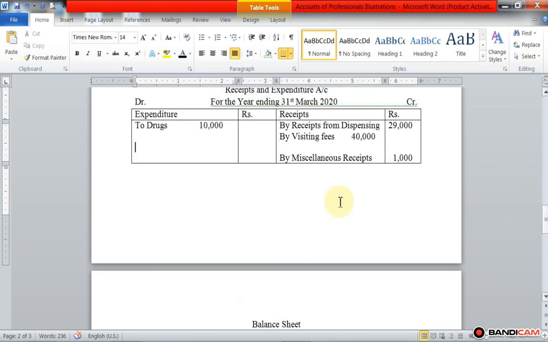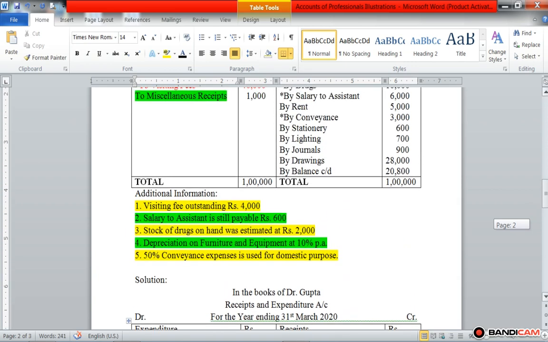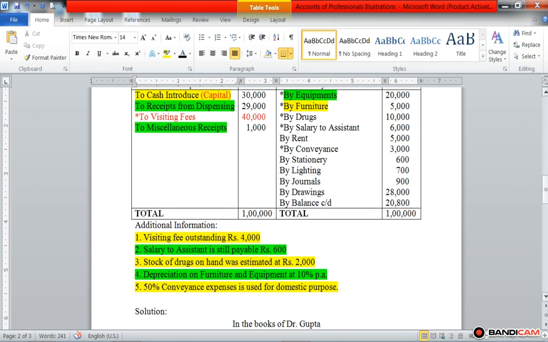Then salary to assistant. Salary to assistant is also expenditure relating to the profession. So salary to assistant, in the inner column, amounted to rupees 6,000, and additional information is given on salary to assistant. It means salary to assistant is outstanding.